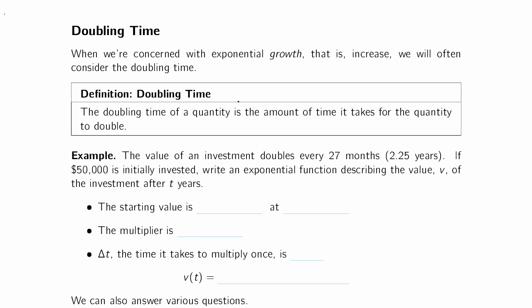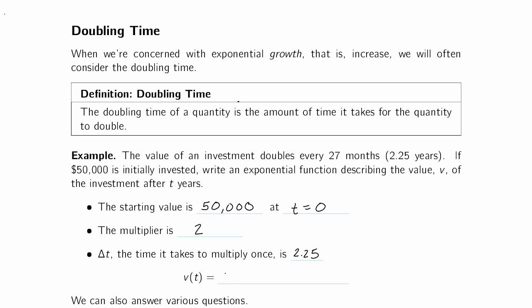If $50,000 is initially invested, we want to write an exponential function describing the value, V, of the investment after t years. So we want to measure our time in years. That's why that doubling time was converted to months for us. The starting value? Well, we invest $50,000, and we invest that at time 0. Right, that's the initial investment. This is doubling, so our multiplier is 2. And we double every 2.25 years.